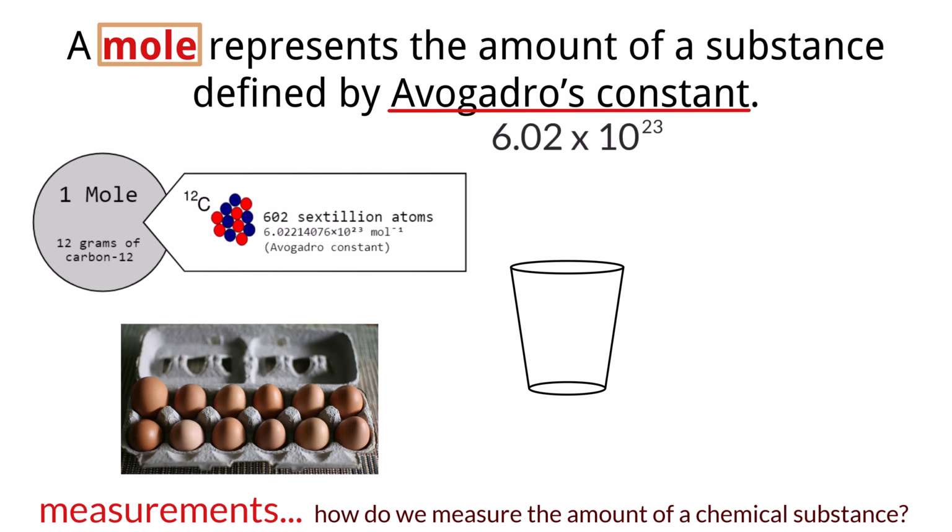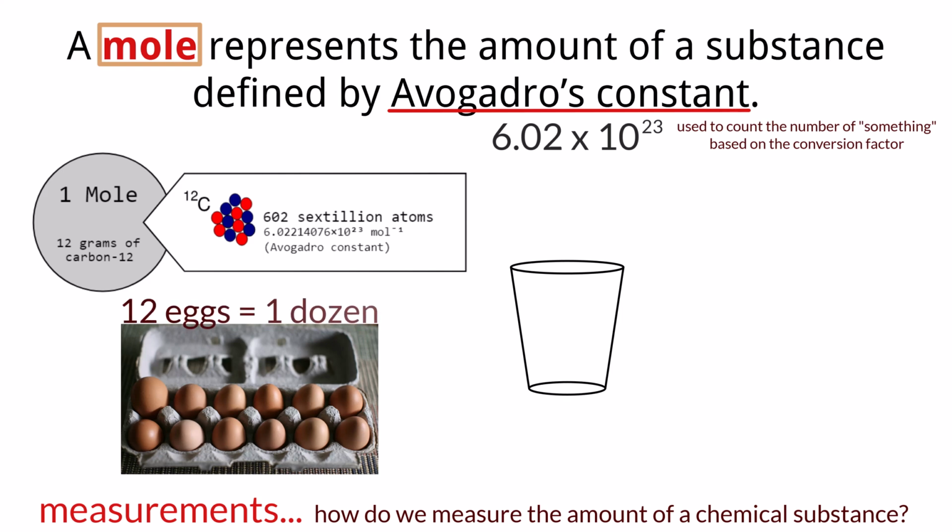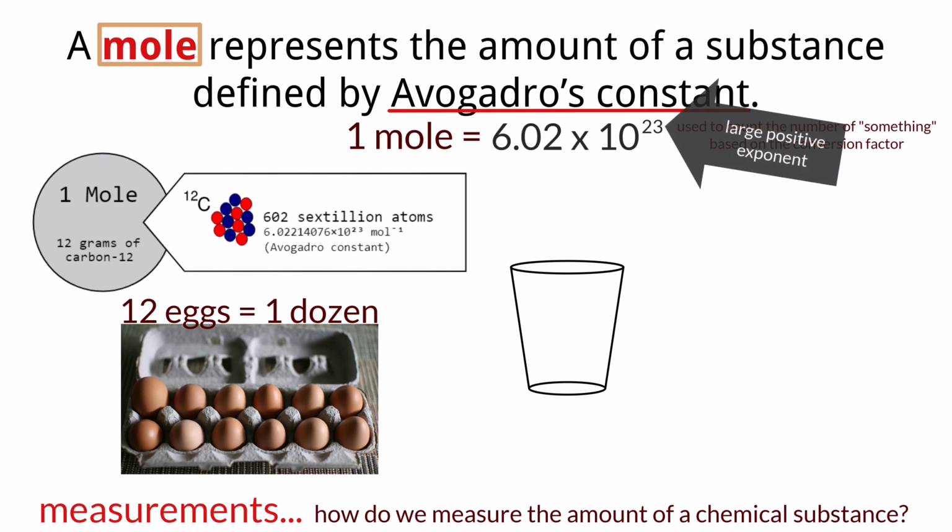You can think of this value as a constant that is used to count the number of something, in the same way that you would use 12 as a number to count a value of 1 dozen. So if you had 1 dozen eggs, it would mean you have 12 eggs. And if you have 1 mole of eggs, it would mean you have 6.02 times 10 to the 23rd eggs. And that's a lot of eggs. As you can see with the largely positive exponent of 23, this value is very, very large.